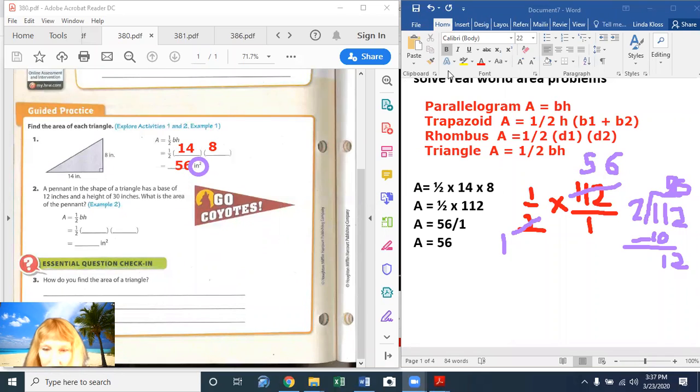I'm going to erase that. Okay, so that's the answer to number 1. The area is 56 inches squared. Go ahead and pause the video if you need to get that written down, and then we're going to go on to number 2.